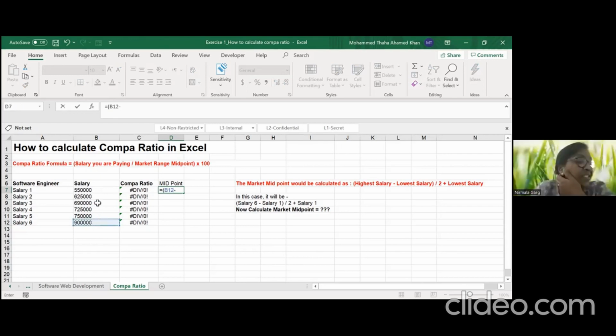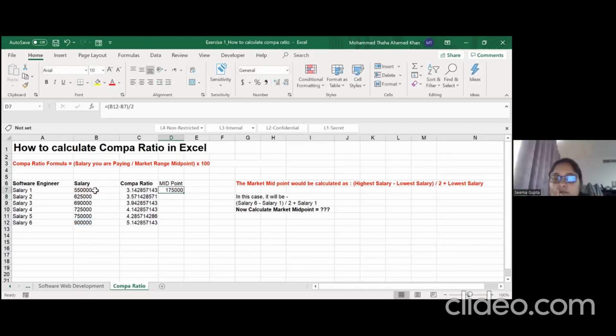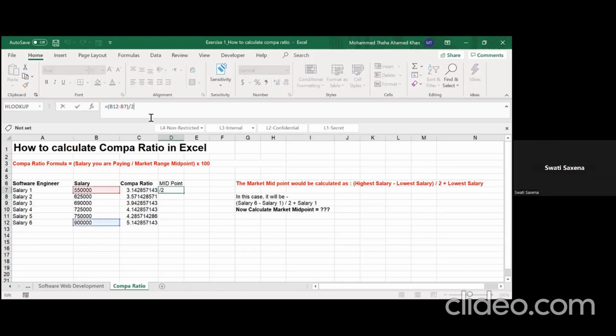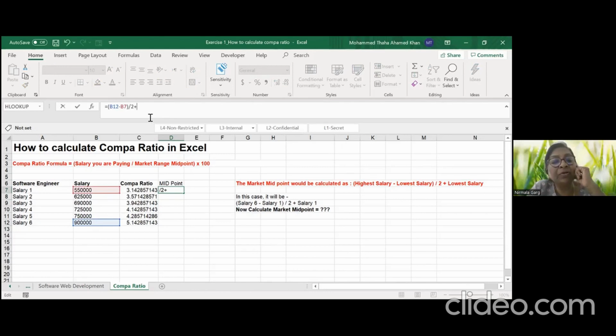No, no, one second. I'm just considering that the range is 55,000 to 90,000. Correct. 55,000 plus 90,000. Now you have to calculate the comp ratio for that 55,000. So what will you do? First of all, the midpoint. Let me see how they have done the midpoint.